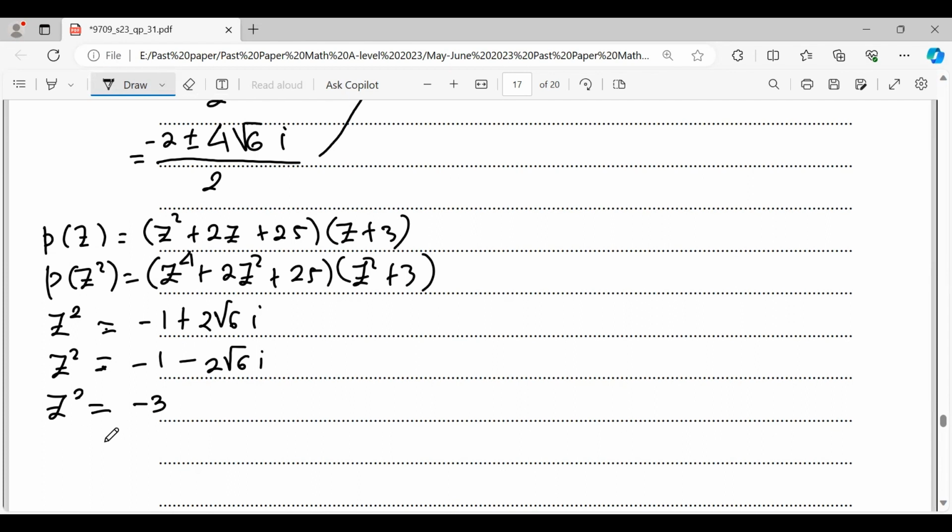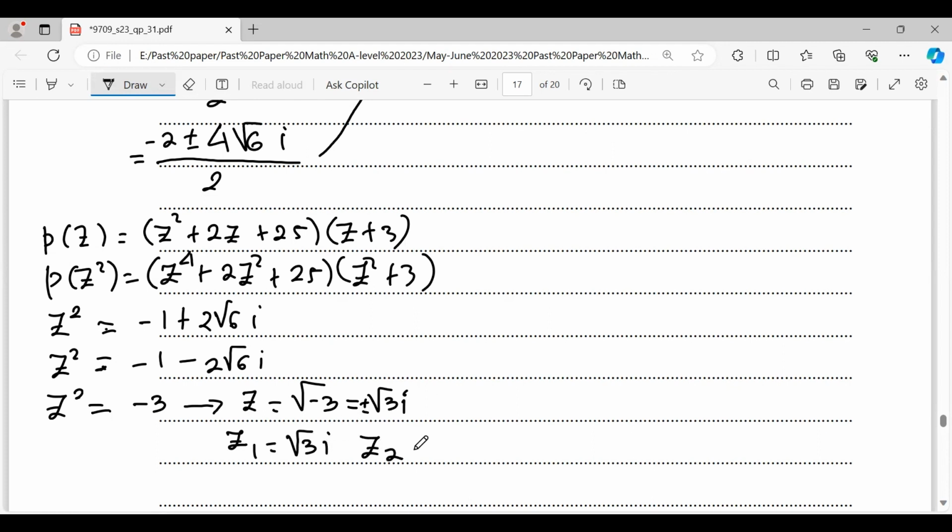If z squared equals negative 3, it means z equals square root of negative 3, or square root 3 i, positive and negative. So z1 equals positive square root 3 i, and z2 equals negative square root 3 i. This is done. Now I'm going to move on to these equations, where we are going to find z.